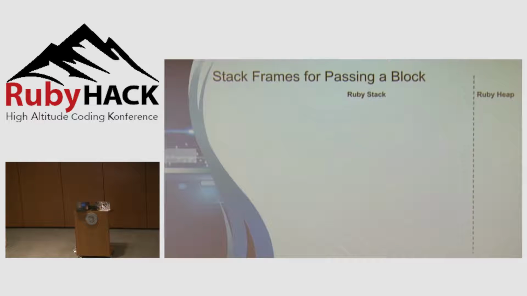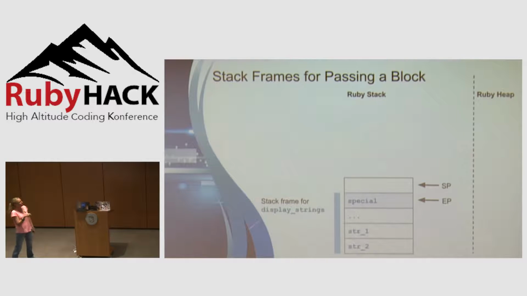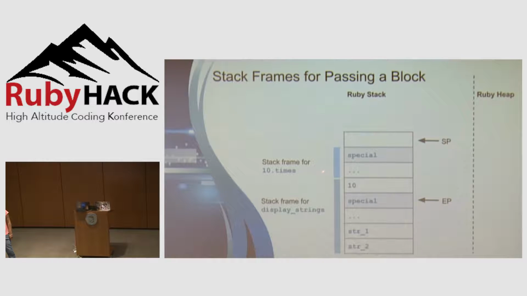So here is the stack as we had it before while display strings was busy executing. Again, we pop the local variables onto the stack. Here's the special slot. Stack pointer has been set, and Ruby's environment pointer has also been set. So this is everything we had before. Now this method is busy executing, and Ruby gets to the point where the times method needs to run. This is another method call. So what happens is a new stack frame gets created for that method call over here. Again, there's all the space for the local variables, etc. It, of course, also has a special slot.